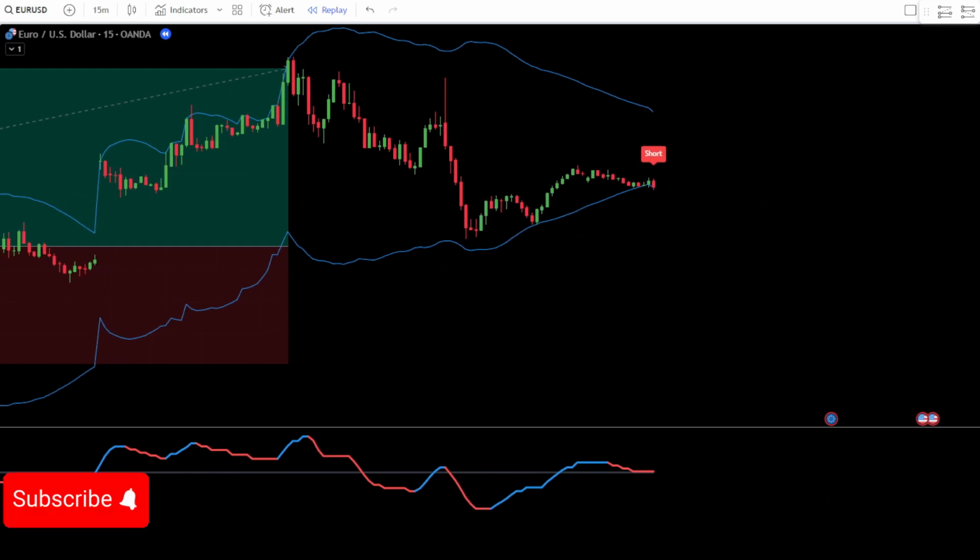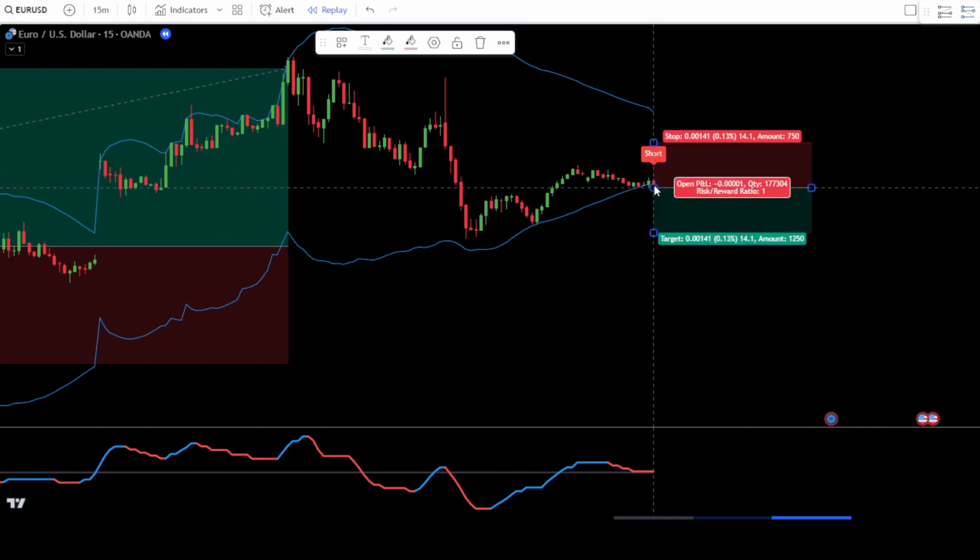How to place a sell order. If a sell signal appears from the Blackpika indicator, you must confirm the signal. Ensure that the OBV MACD indicator also provides a bearish confirmation. If all conditions are met, you can place a sell order after the candlestick has closed.